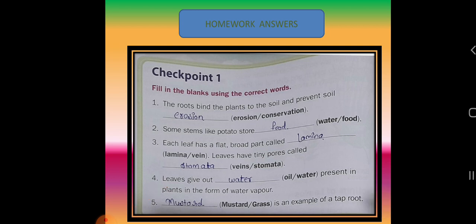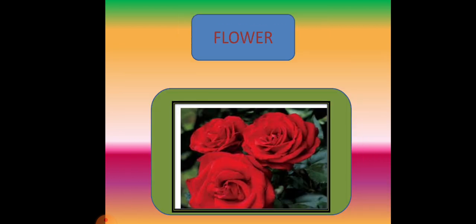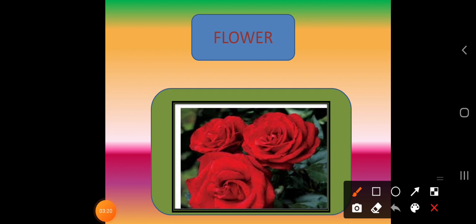Now dear students, let's start our next concept. What is this? This is a part of a plant. Which part of the plant is it? Yes, it is the very beautiful rose. Rose is nothing but a flower. Flowers have very beautiful shapes and sizes, and are very attractive in nature. They have very attractive colors also.